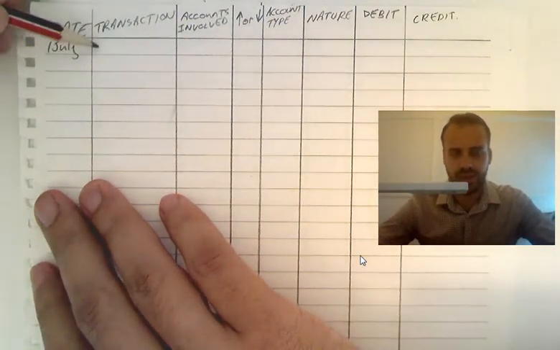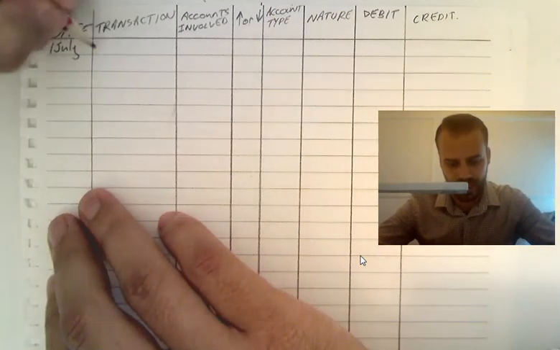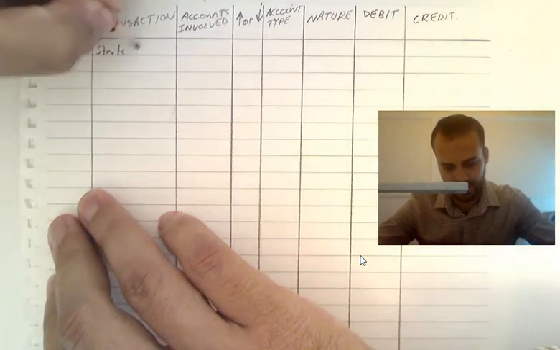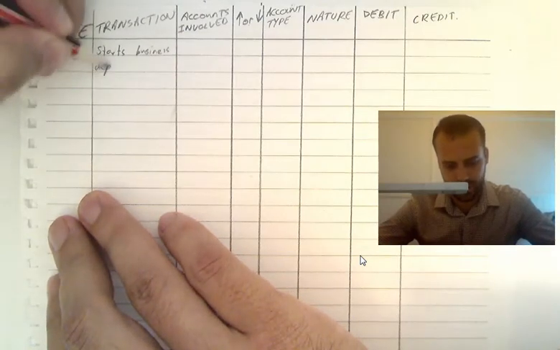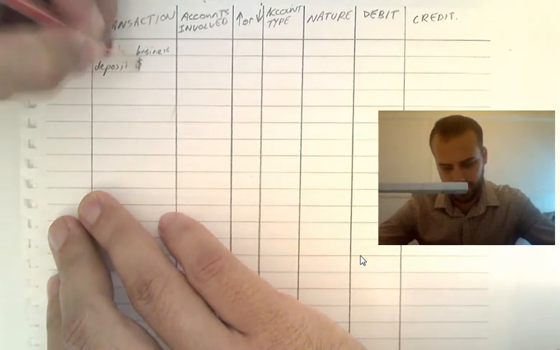And then in the transaction bit, just try to be a bit descriptive. So starts business, deposits 5,000.